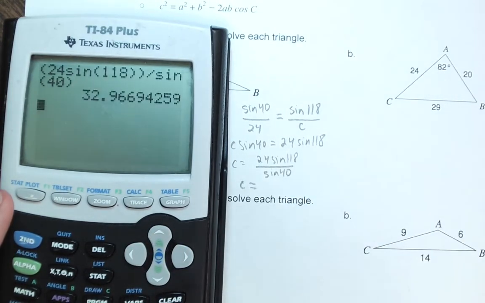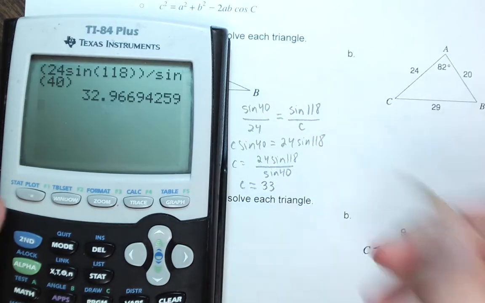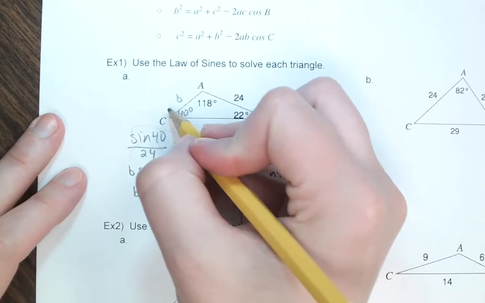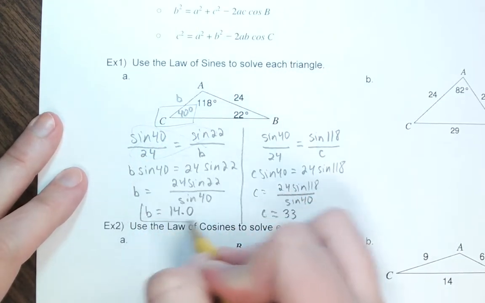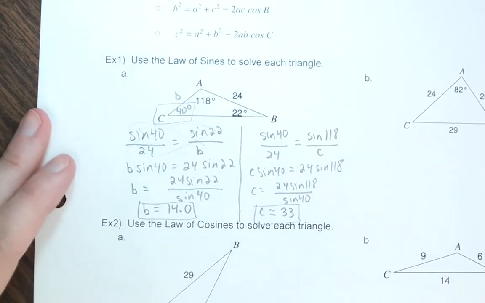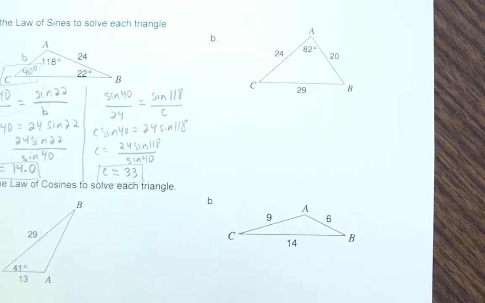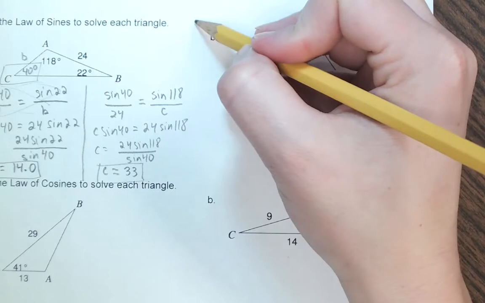So this is 33, we're going to say, 33 units there. Okay, so we found angle C, side b, and side c. That's what we were missing. All right, example 1b.